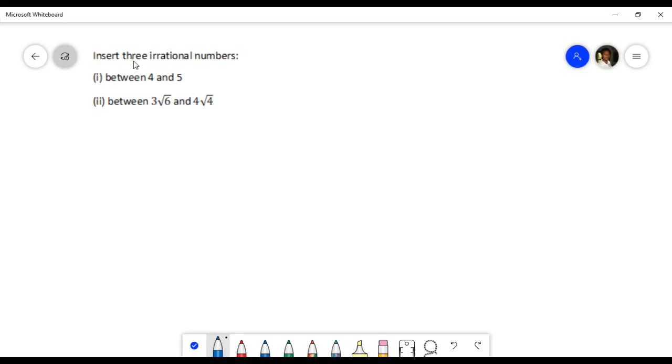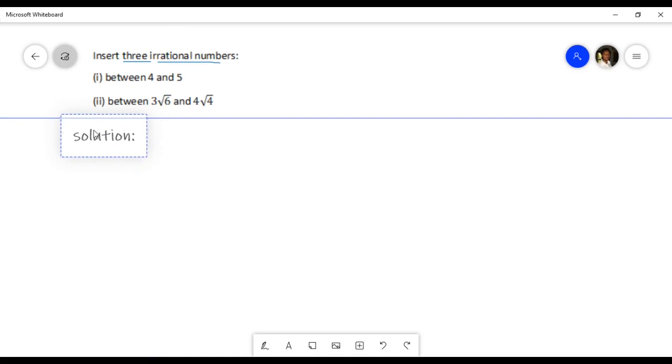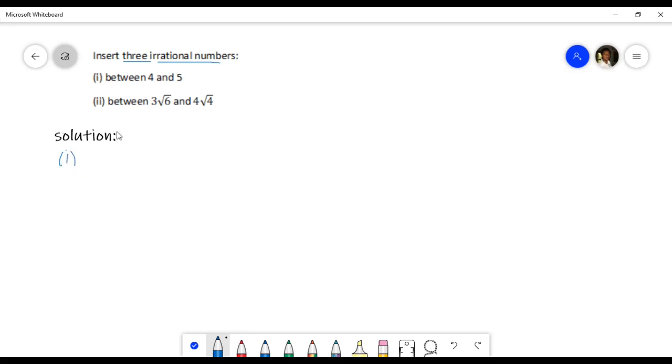Insert three irrational numbers. Now we'll see how to insert three irrational numbers between 4 and 5 and between 3 root 6 and 4 root 4. Let's see the first question. We have to insert three irrational numbers between 4 and 5. Let me write down the question. Okay, inserting three irrational numbers between 4 and 5.